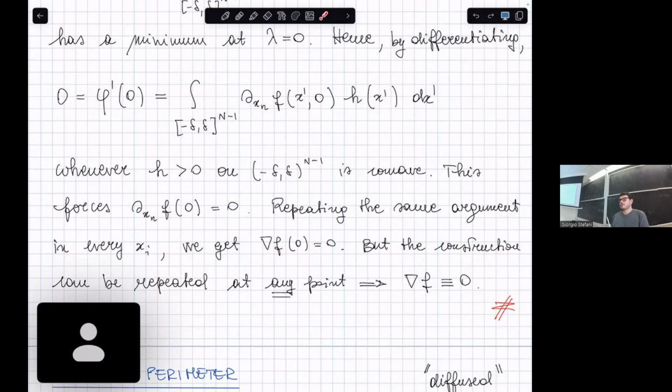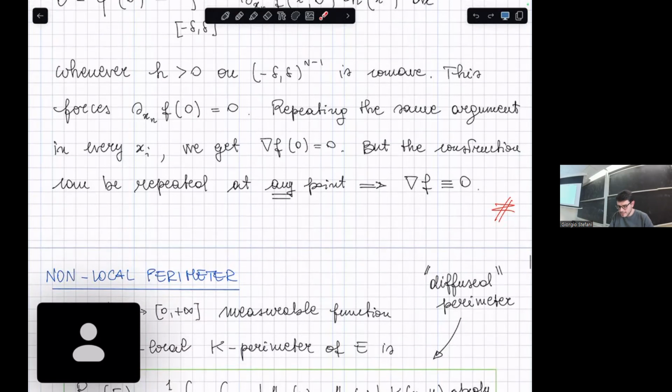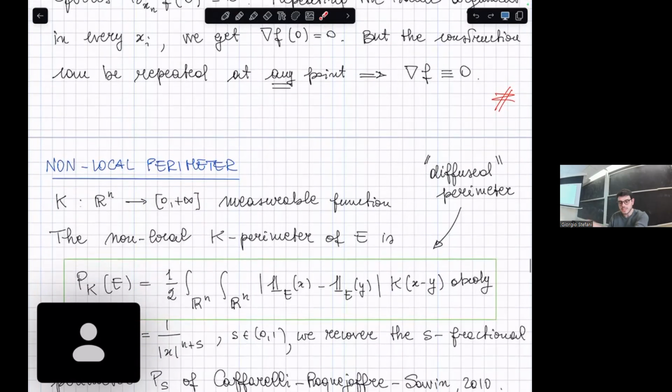But I have done the construction in direction xn. I can repeat it in any direction. So the derivative with respect to any direction in 0 is 0. But I centered the construction at 0. I can center it at any point. Doesn't matter, because I can take the convex set wherever I want. And so the gradient is 0 at any point. So the function has to be constant. This is what I wanted to say concerning that.